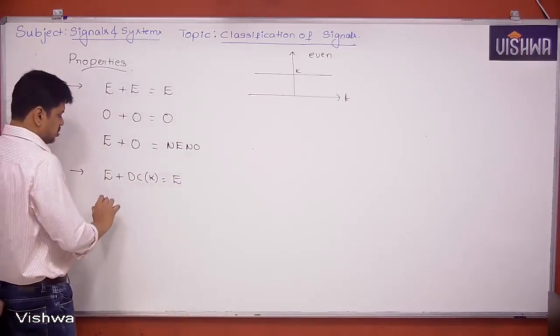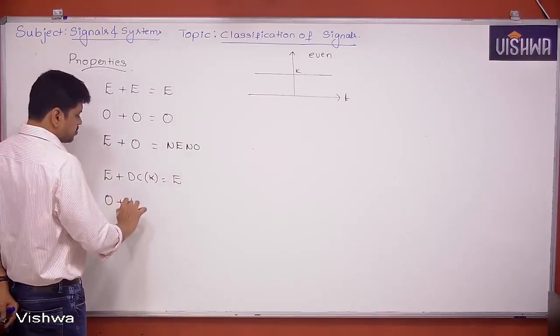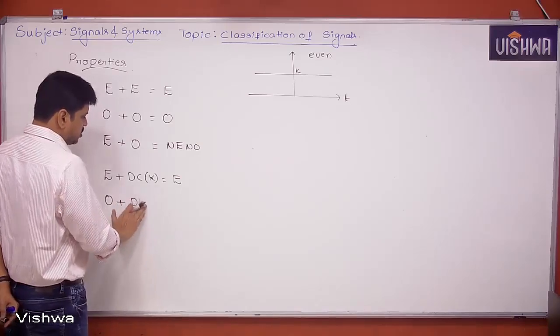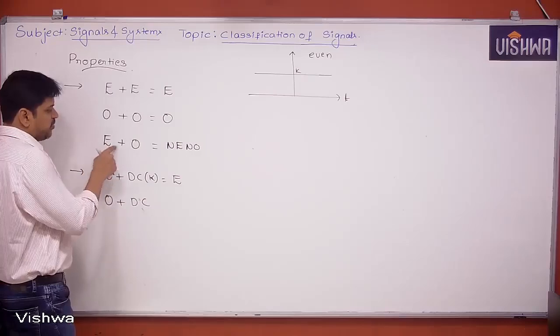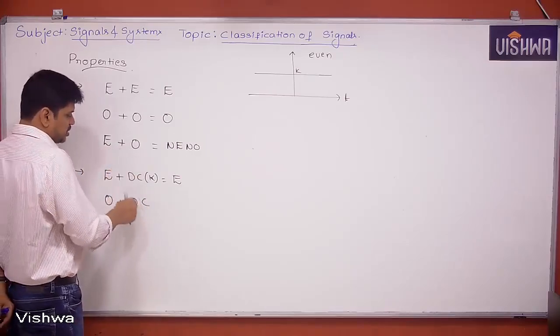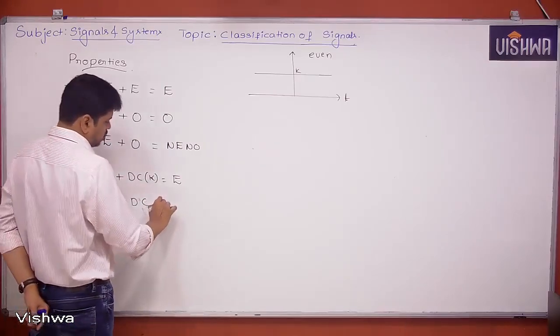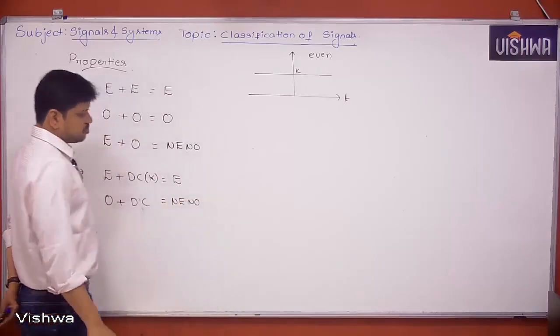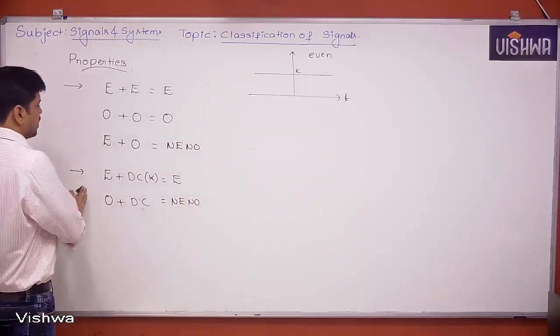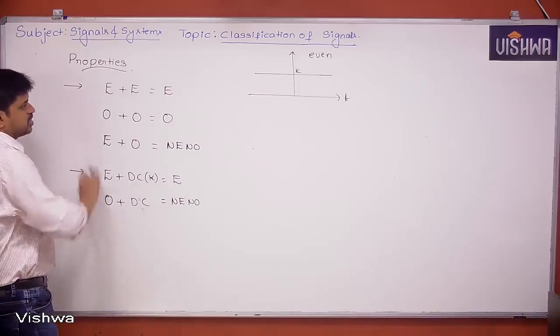Next, odd signal plus DC. It is something similar to this property. Why? Even signal plus odd signal. Because DC is an even signal and this is an odd signal, it is going to be neither even nor odd. Understood? So this is the addition of DC. These are the addition properties.